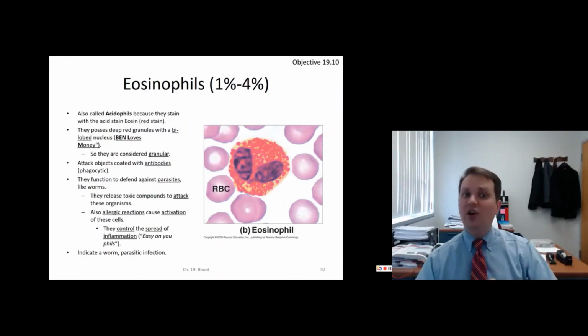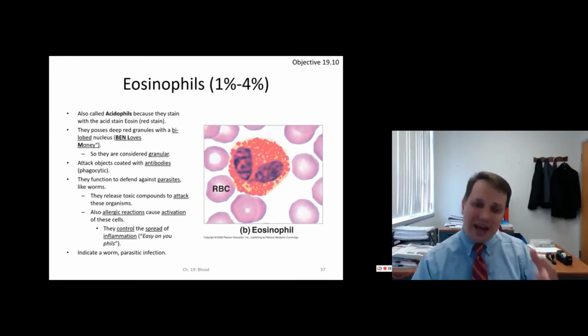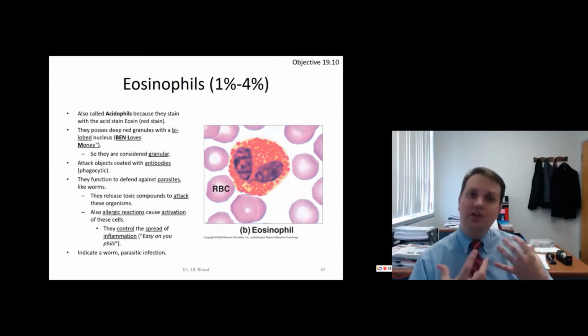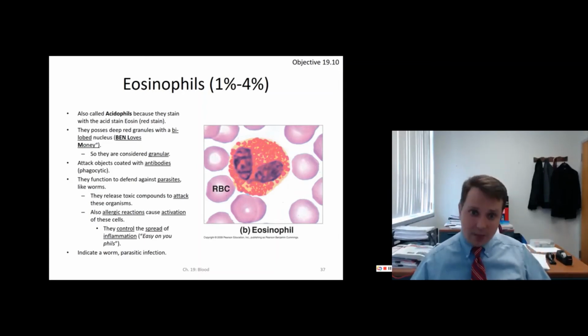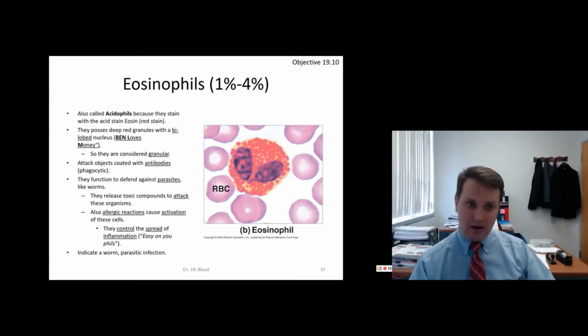They're called acidophils because they take up eosin, which is an acidic red stain, but that's why they're called eosinophils. They love eosin, eosinophil. They look like Spider-Man here, okay? They have deep red granules in a bilobed nucleus that makes it look like Spider-Man. So they are granular. They always attack things with antibodies. So that also is for parasites like worms. So this might indicate a worm parasitic infection.